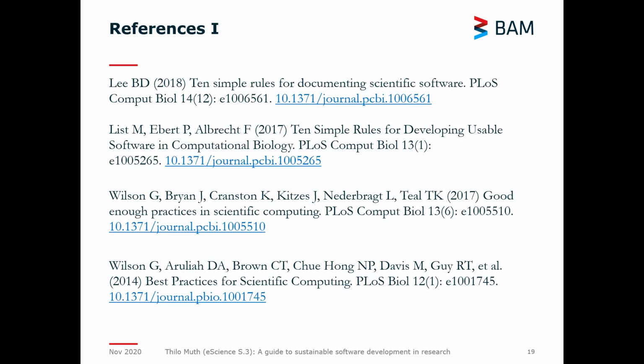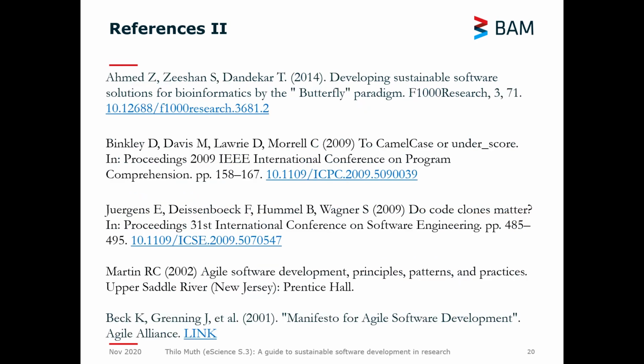And finally, I give you here some references that I used for preparing this presentation, and really some easy and nice reads. For example, the 10 simple rules for documenting scientific software, 10 simple rules for developing usable software in computational biology, and there are some good and best practices in scientific computing listed here. And on the next page you can find some classical reads on agile software development, here by Kent Beck, who's quite famous in the field, and some on code conventions and so on.